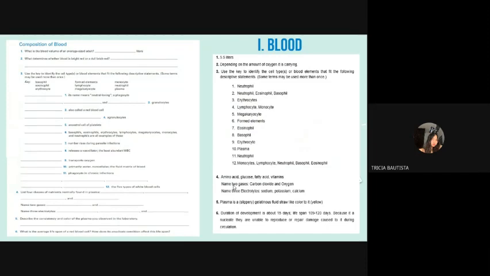Number 5. Describe the consistency and color of the plasma you observe in the laboratory. Well, the plasma is slippery. This is described as slippery, gelatinous fluid, straw-like color, which is yellow. Number 6. What is the average lifespan of red blood cell? How does its enucleate condition affect this lifespan? Well, the duration of development is about 15 days. Lifespan is 100 to 120 days. Because it is anucleate, they are unable to reproduce or repair damage during circulation.